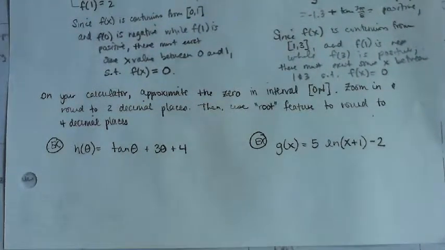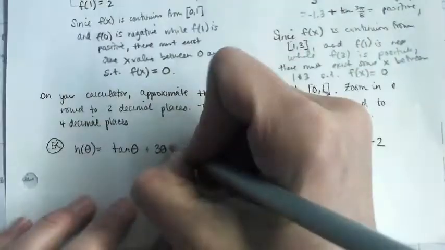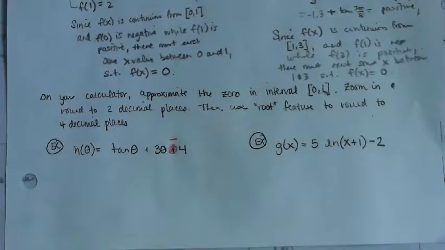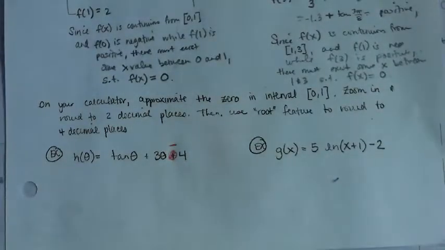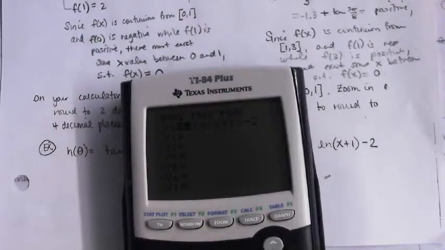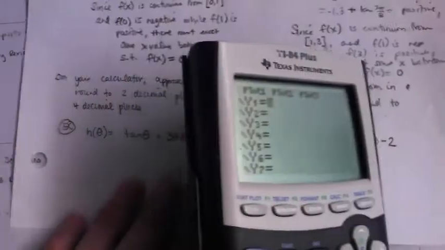All right. The next exercise is a calculator type of question. And on that first one, there's a typo. It should be a minus 4. So change this to minus 4. So on your calculator, it wants you to approximate your zeros on the interval from 0 to 1. Zoom in just to 2 decimal places at first.